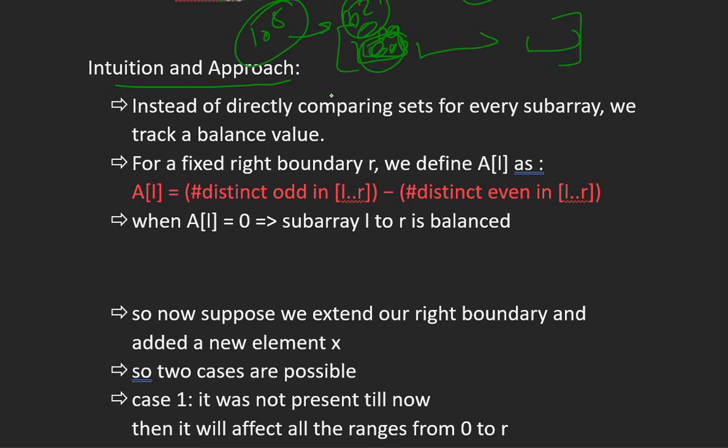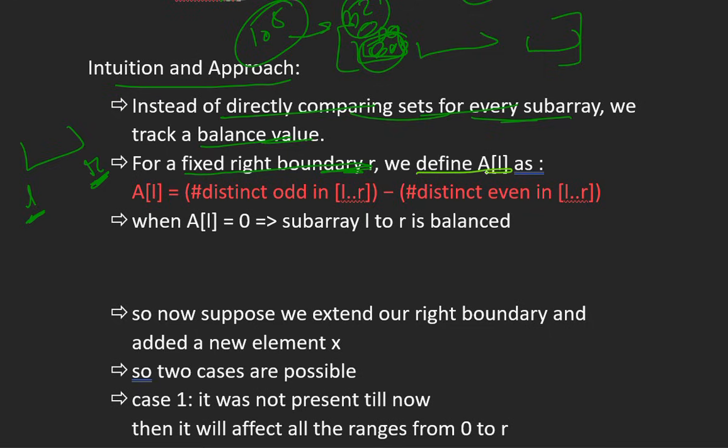So instead of directly comparing sets for every subarray, we have to track a balance value, right? What we do is fix the right boundary R. Suppose our subarray is from L to R, so we fix the value of R, and then we vary L and keep checking.